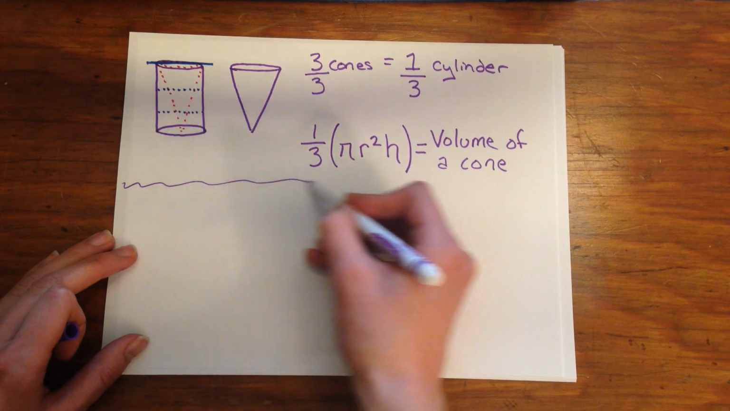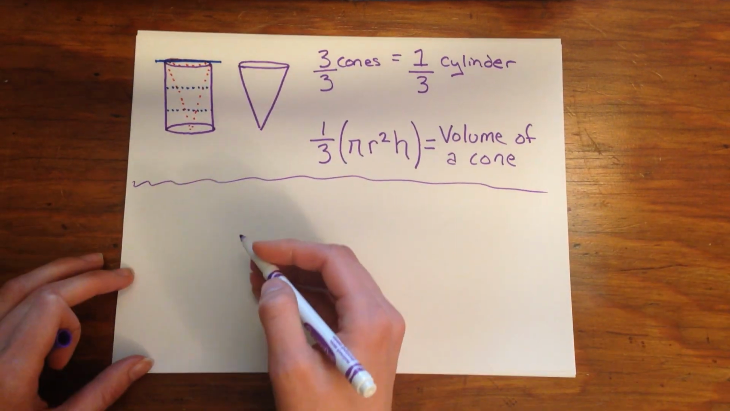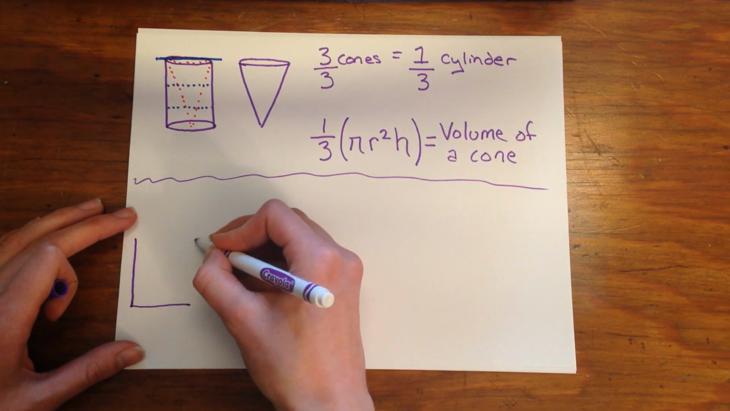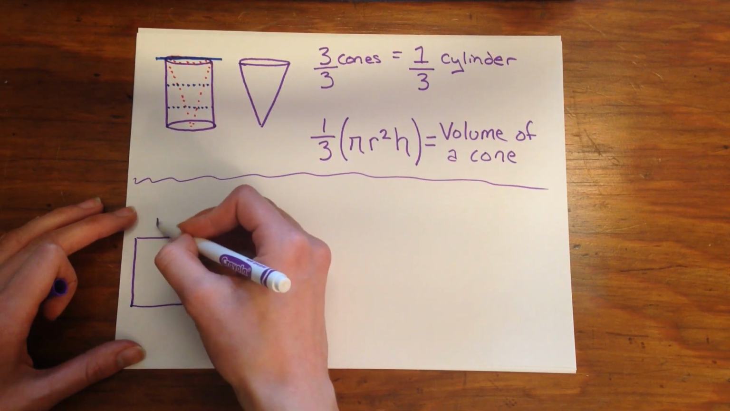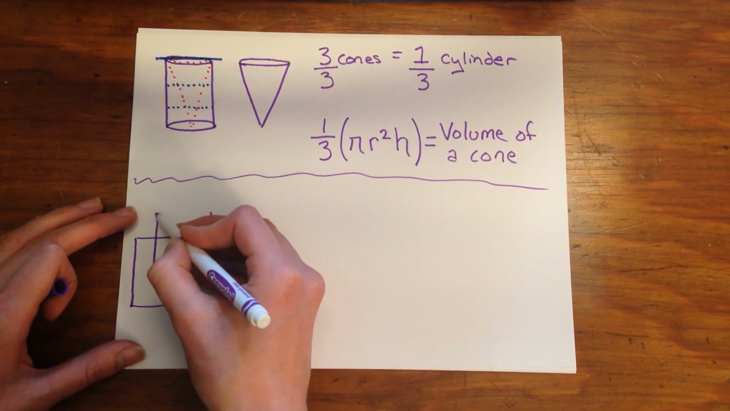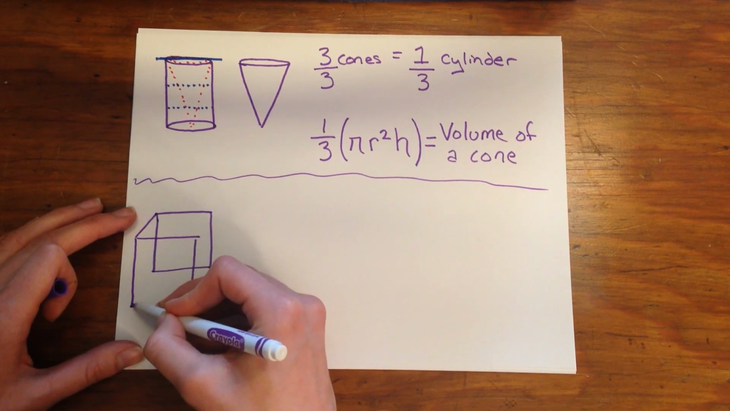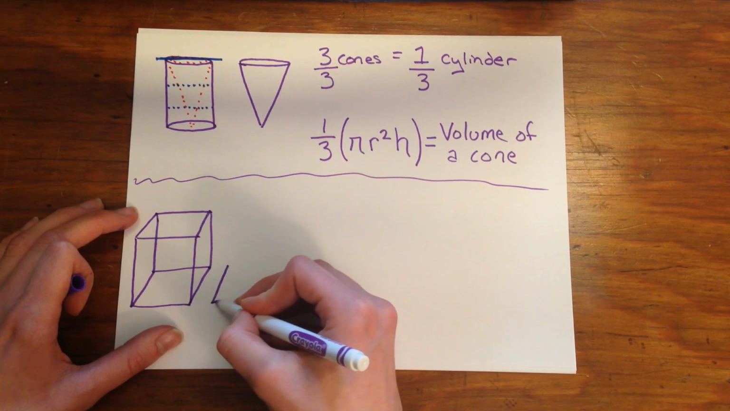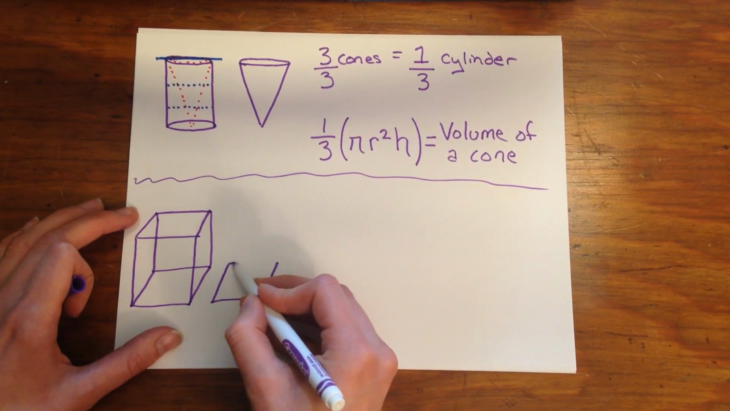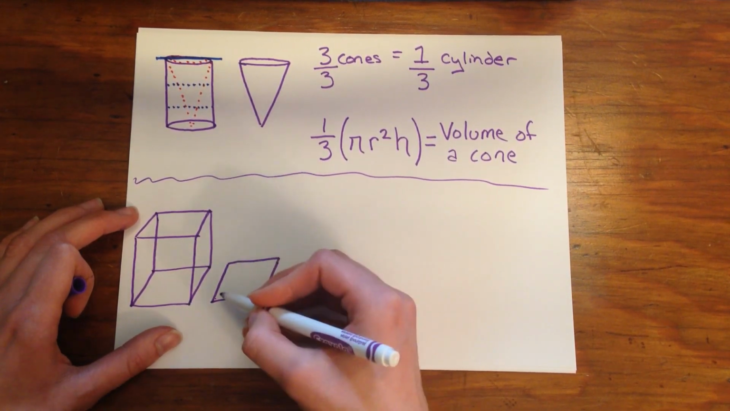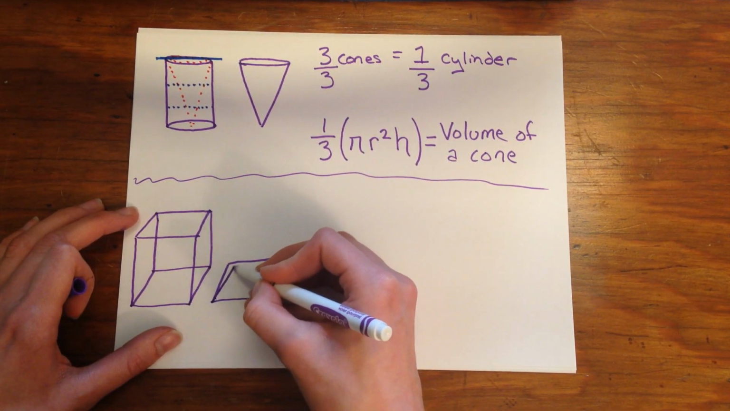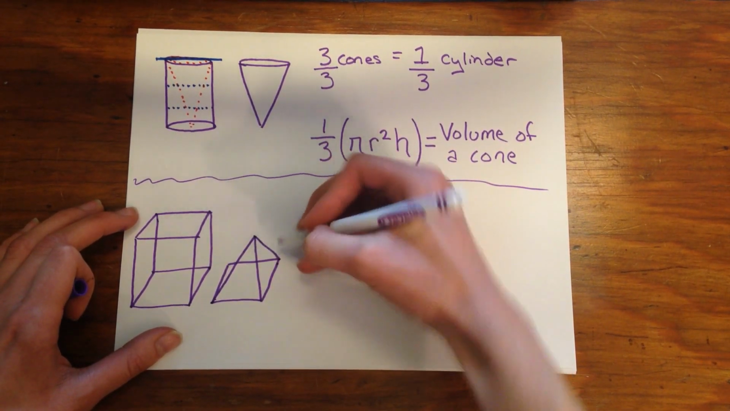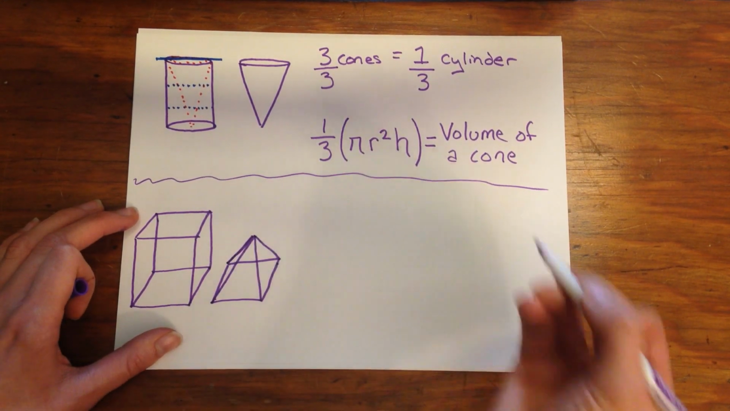Now, we also remember that we did the same thing with a cube. So we had our cube there. Ooh, this is going to get kind of messy. And we took a pyramid that had the same base. And let me try my best to draw this here. Okay, well, you get the idea.